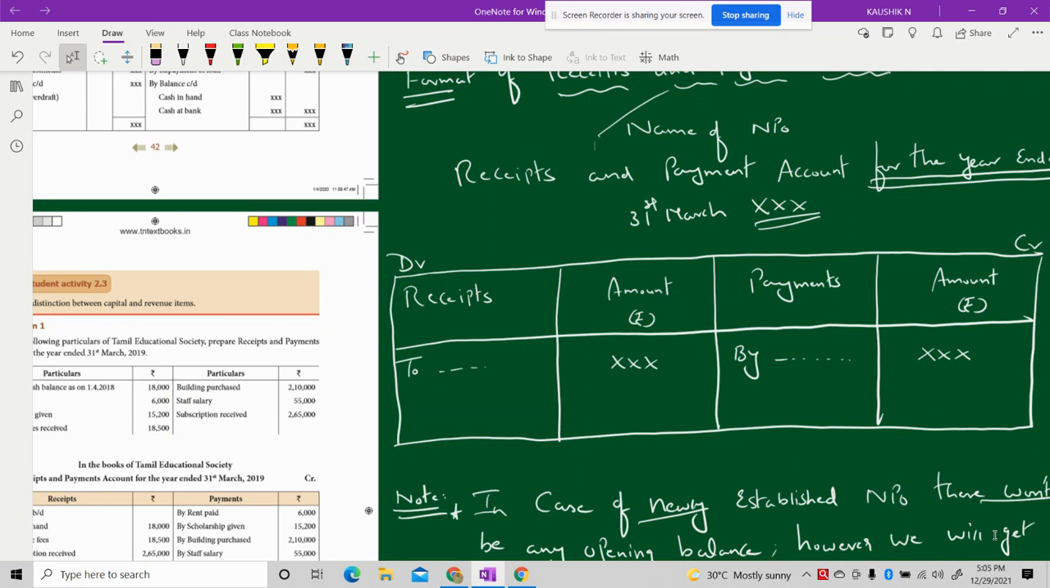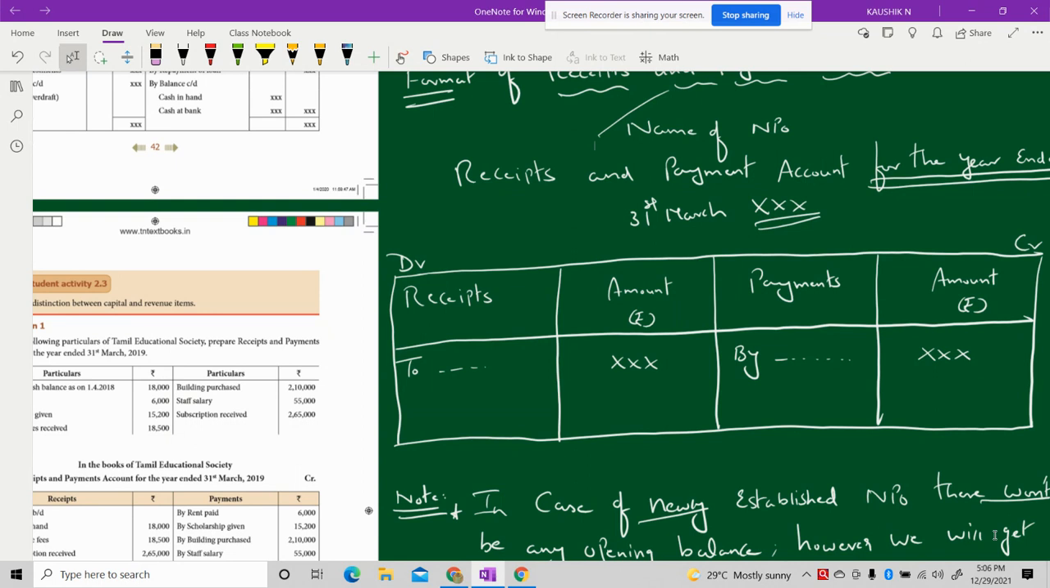Any doubts so far, my dear students? We have seen what an NPO is. We have also discussed how an NPO gets the most important item, investments, and what sort of items an NPO receives from another NPO, that is, what sort of items an NPO will receive in the form of receipts, capital receipts as well as revenue receipts, and what sort of payments they will make, that is, capital payments and revenue payments. Until this, I hope it is very clear to you.